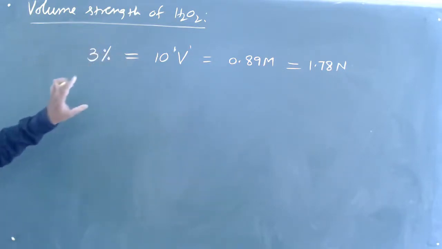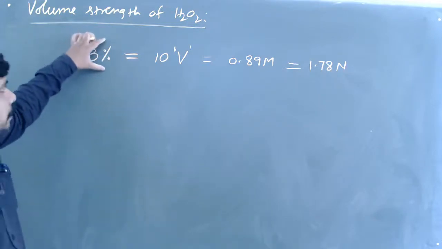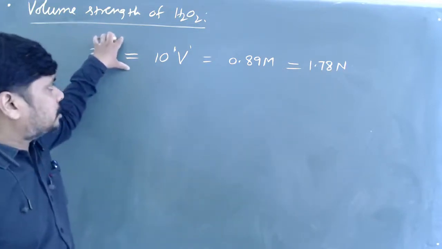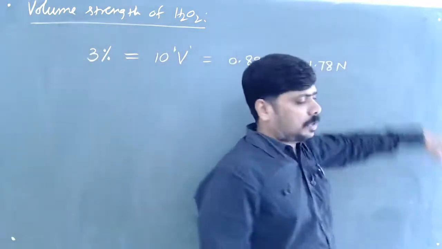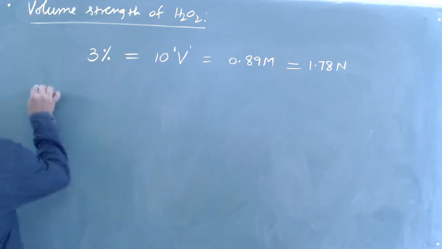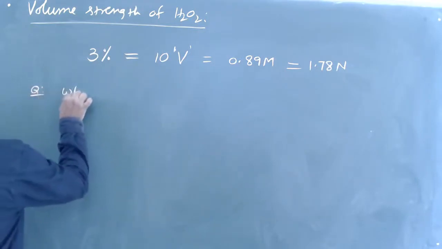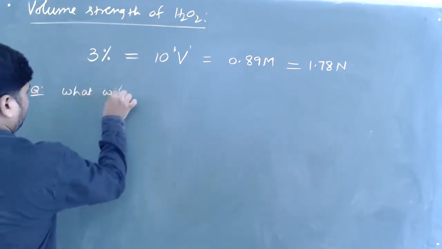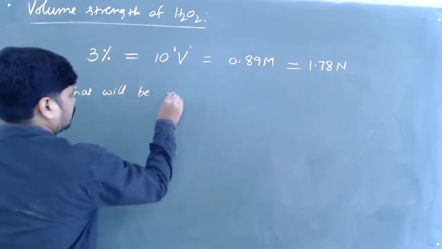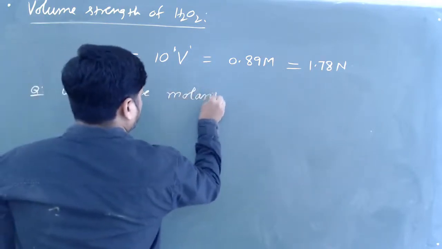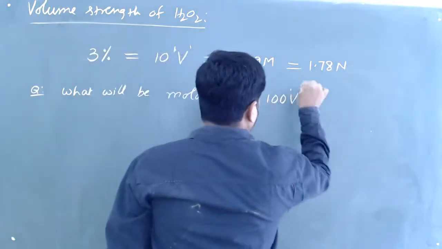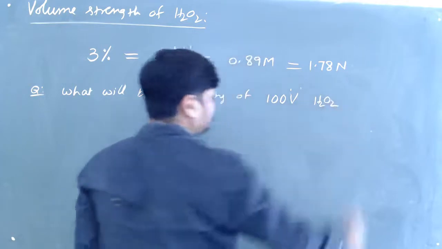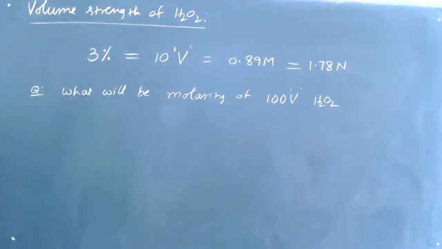Most of the times you are going to get questions based on this: 3% hydrogen peroxide is equal to 10 volume, so 0.89 molar, 1.78 normal. They are going to ask the question, for example, what will be the molarity of 100 volume strength H2O2? What will be the 100 volume H2O2 molarity?